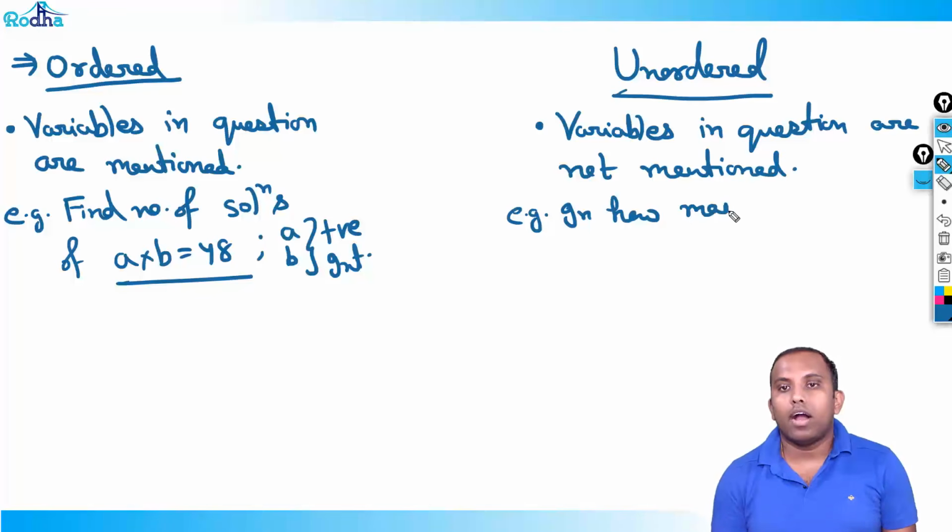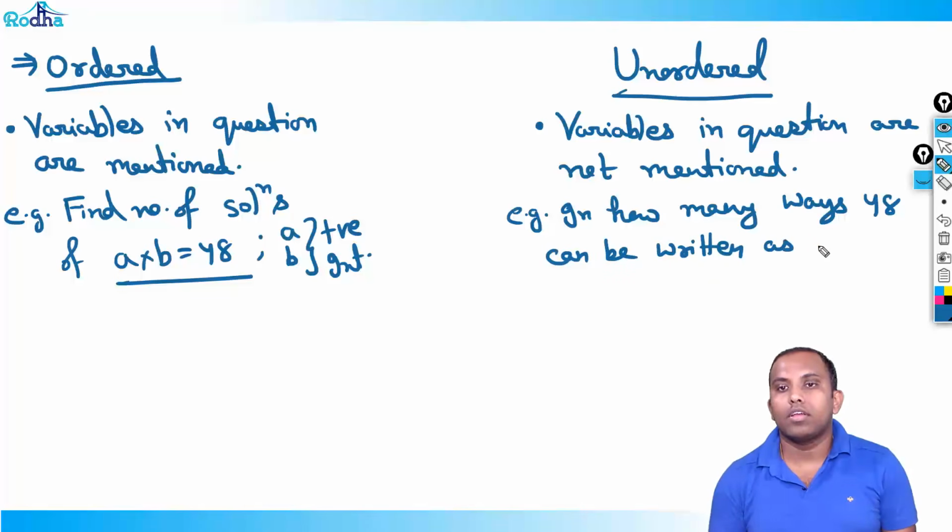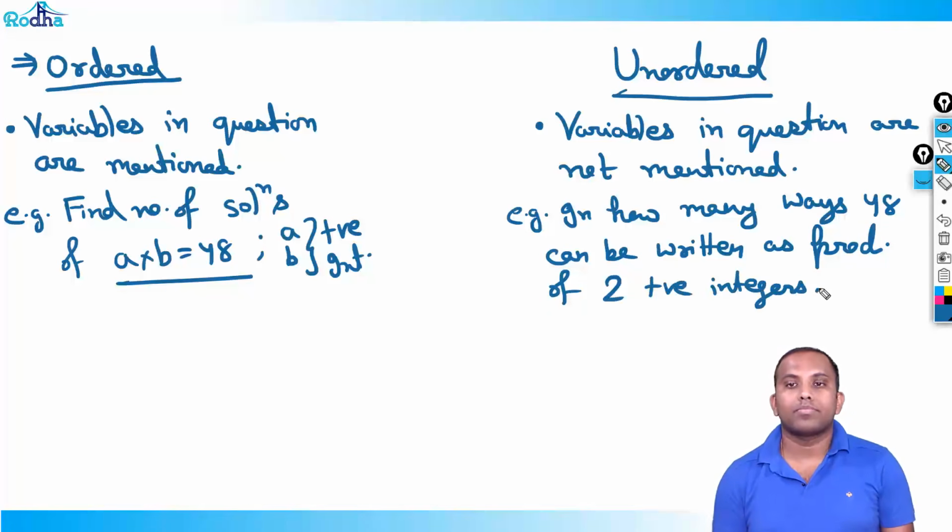In how many ways can 48 be written as a product of two positive integers? Now in this question variables are not mentioned, so we have to find an unordered solution.